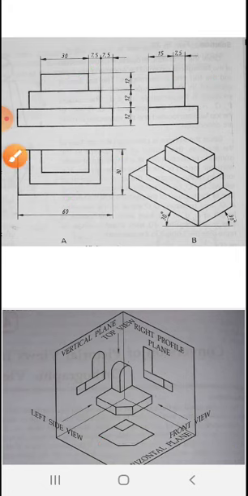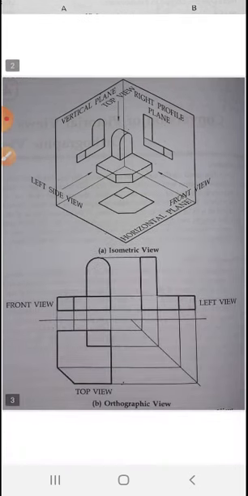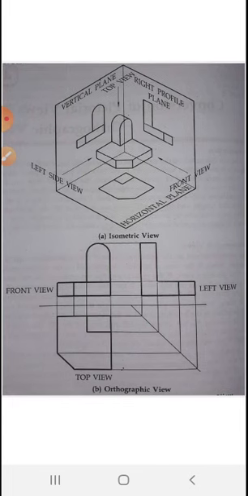I would like to discuss one more example. This is one simple example of conversion of pictorial views into orthographic views. As you know, orthographic views are the views obtained on the principal planes of the projection. These are the three principal views. This is the front view, this is the top view, and this is the left view.